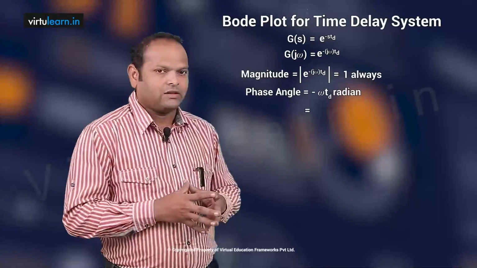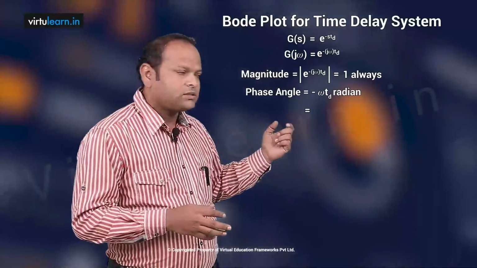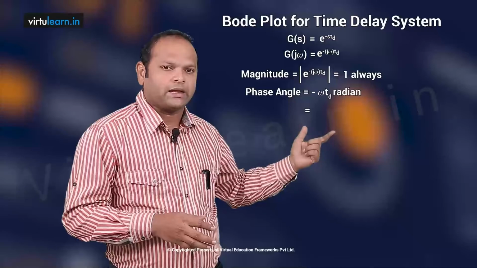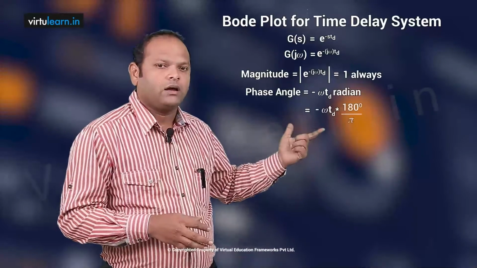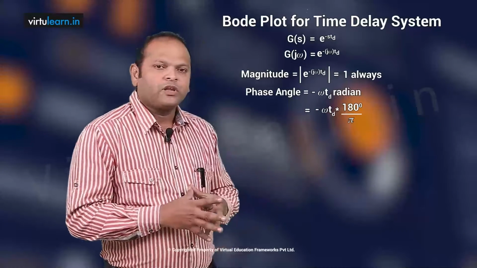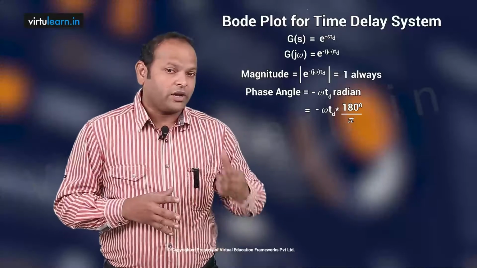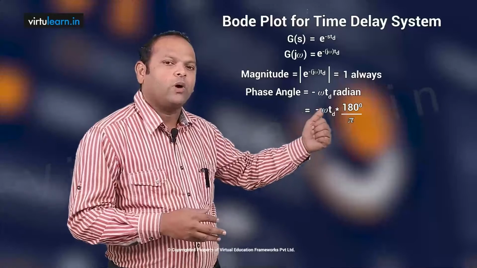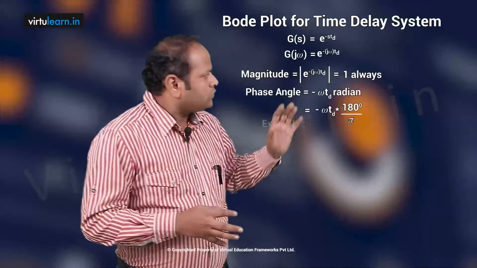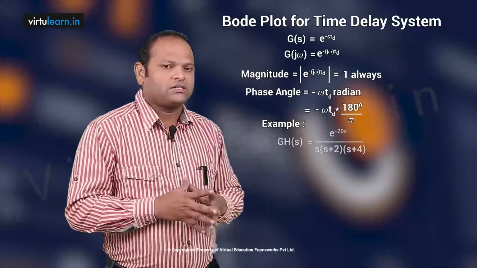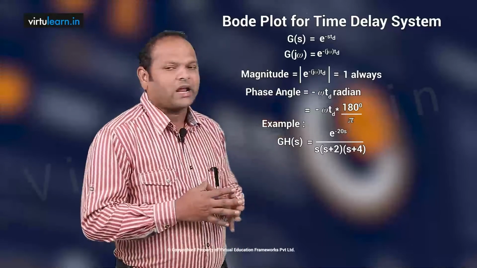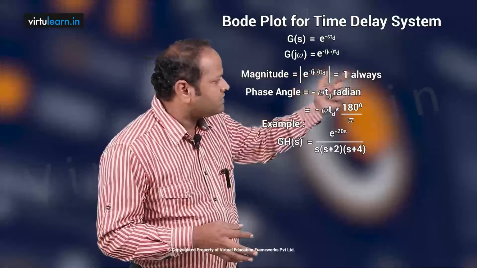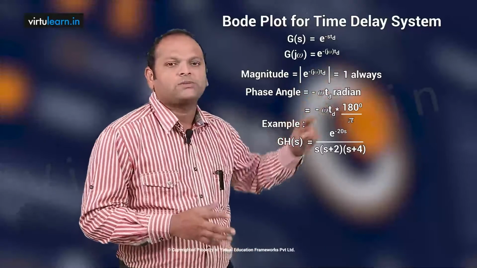What will be the phase angle? The phase angle is going to be minus omega Td. This will come in radians, but the phase angle should be in degrees, therefore multiply by 180 by pi. So the phase angle contribution of time delay is minus omega Td into 180 by pi. Now let us take one simple example and see the effect of the time delay. Let us say my open loop transfer function GH of s is e power minus 20s divided by s into s plus 2 into s plus 4.